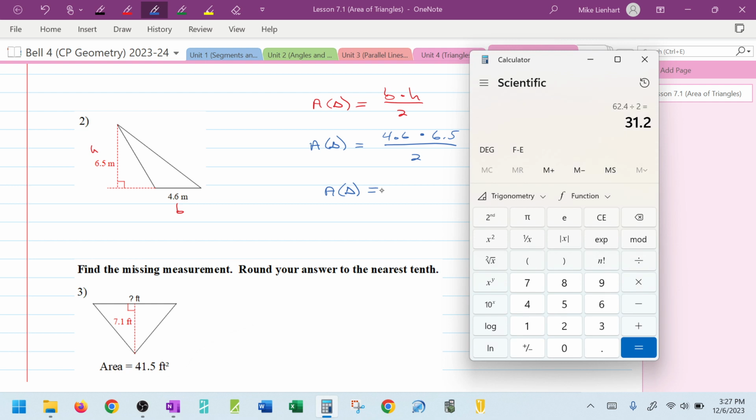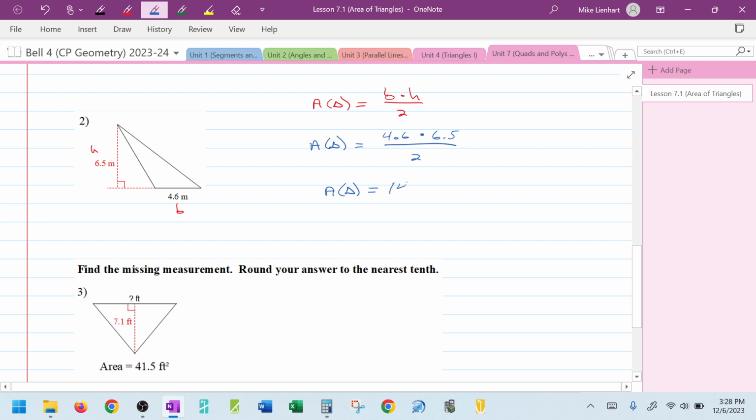So again, I grab my calculator. I take 4.6 times 6.5. Get that answer. Divide it by 2. And I get 14.95. Nowhere in this question did it say round the area to the nearest tenth or anything like that. So I'm going to literally write down exactly what it is. 14.95. I'm not quite done. I still need my units. So I'm going to write meters squared. And this is the area of that triangle.